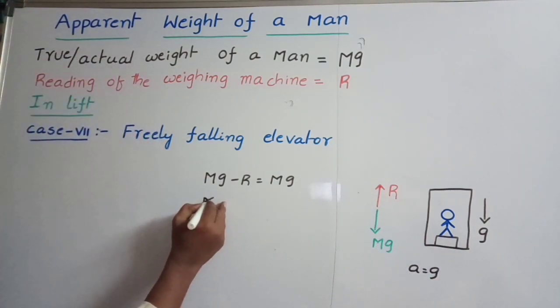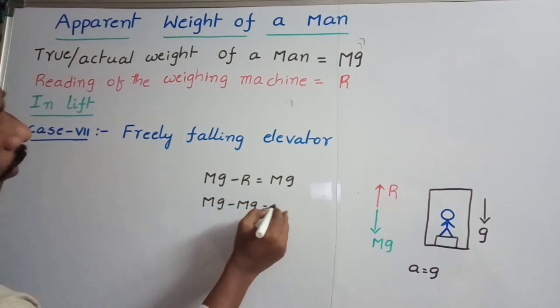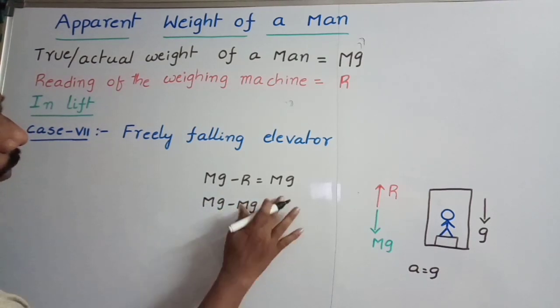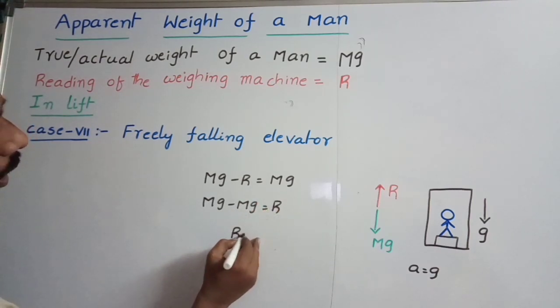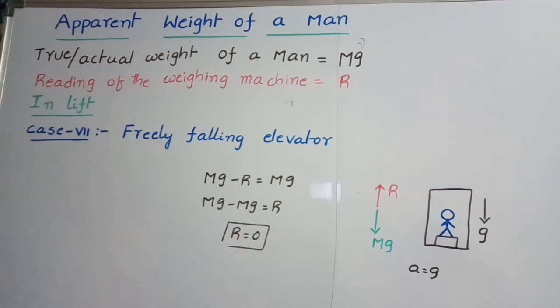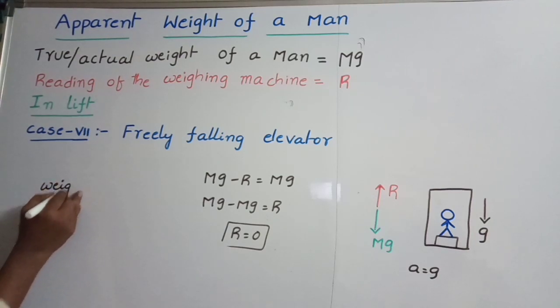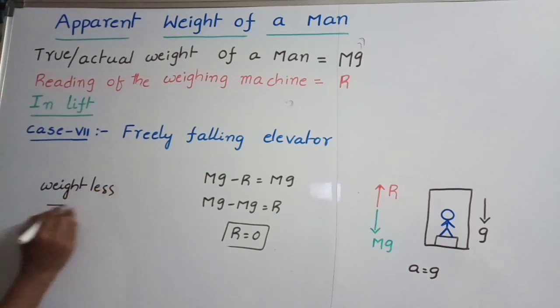From this, mg minus mg is equal to 0. Finally we can get mg minus mg is equal to R. Reaction is equal to 0. So in this case, the person feels weightless. Person feels weightless in case of a free falling lift.